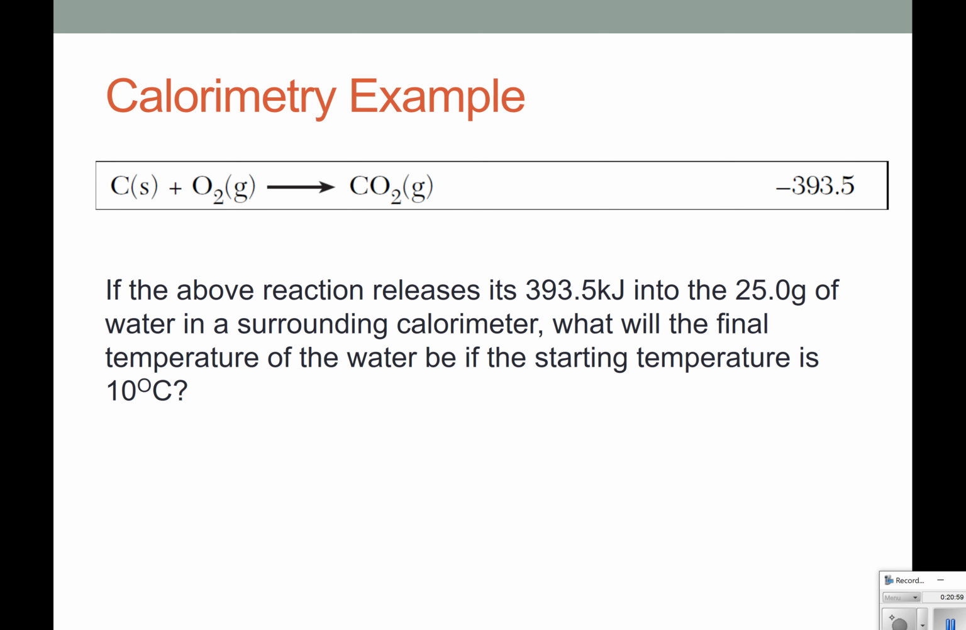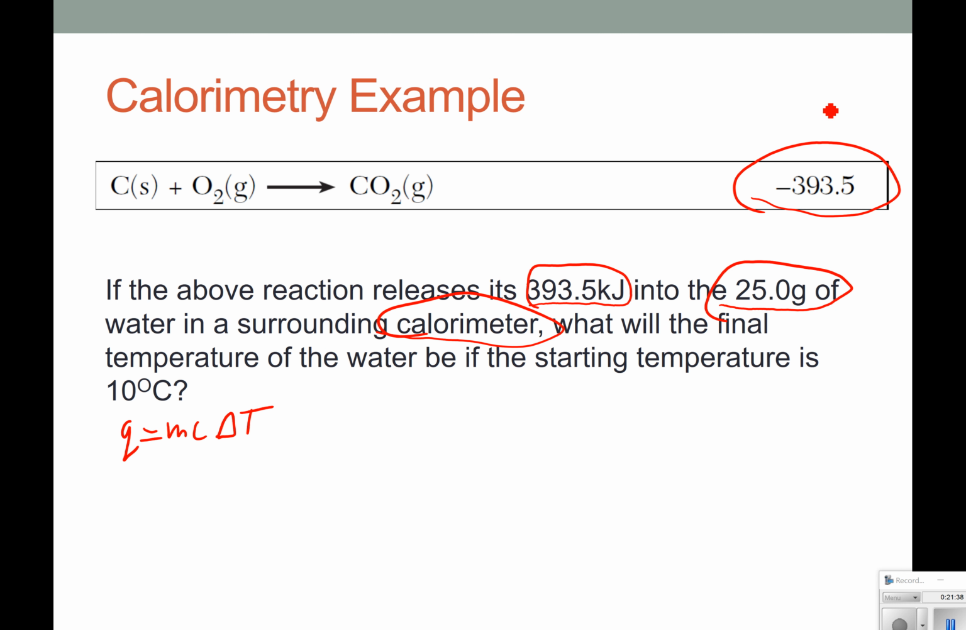We want to try and identify some key pieces of information here. We know that we're releasing heat into the surroundings, 393.5 kilojoules into 25 grams of water in a calorimeter. So this should indicate calorimetry and our calorimetry equation, Q equals mc delta T. Now this reaction, indicated by the negative sign, means it's a negative delta H, negative change in heat, or an exothermic reaction. So this reaction is going to release heat and it's going to make the surrounding environment warmer.